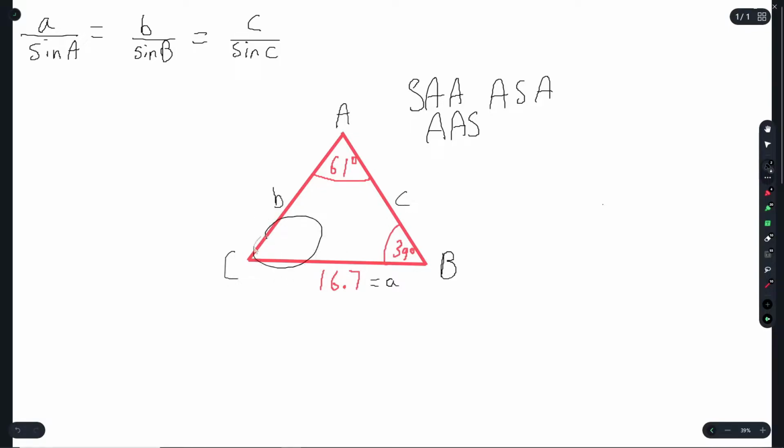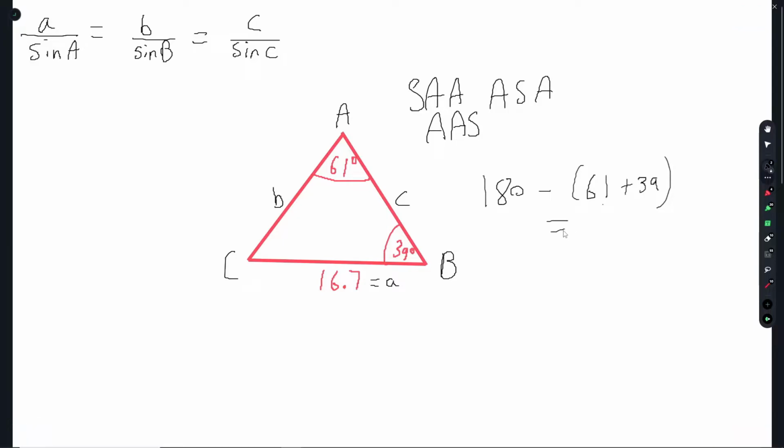First we can find this angle by doing 180 minus the two angles we have here. It will be 61 plus 39. All triangles have a sum of angles of 180, so you'll always do this. So we'll get an angle of 80 here. Okay, now we can get the sides.